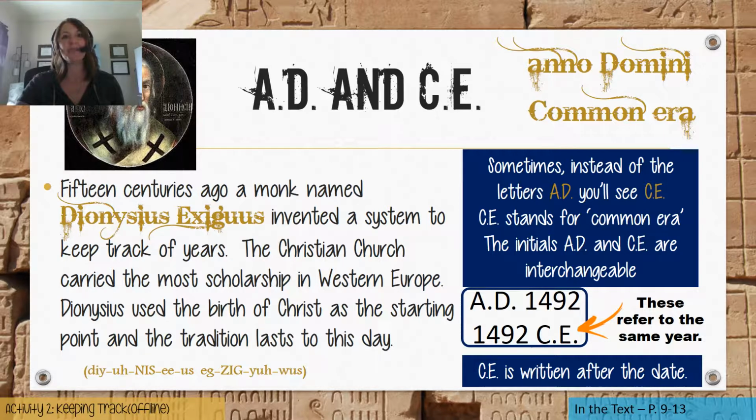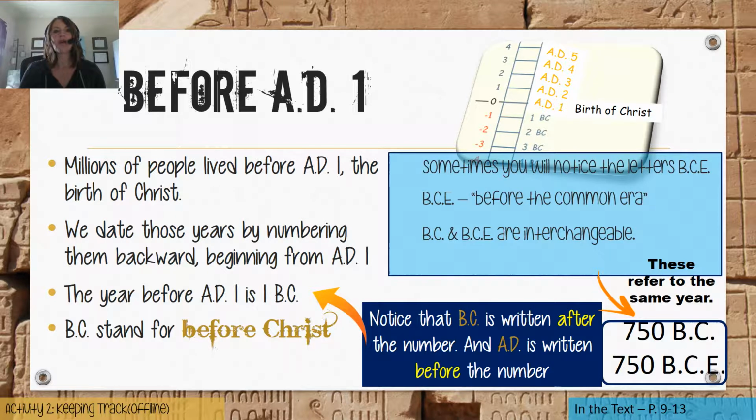Remember, AD comes before. All right, so what about everything that happened before the birth of Christ? A lot of things happened before AD 1, and so what do we do with those? So we date those years by numbering them backwards, beginning from AD 1. So the year before AD 1 is 1 BC. BC stands for before Christ. So notice that BC is written after the number. AD is written before the number. BC is written after the number.